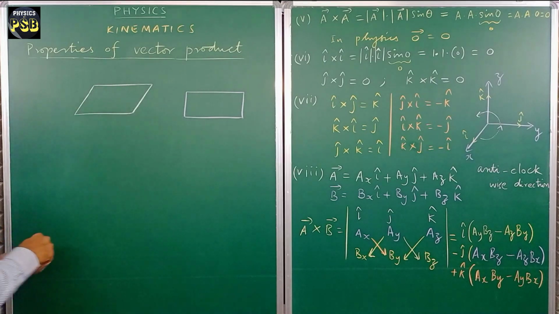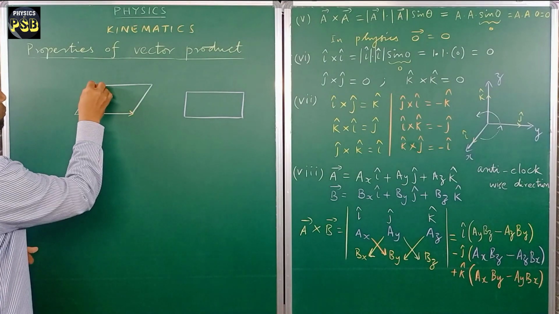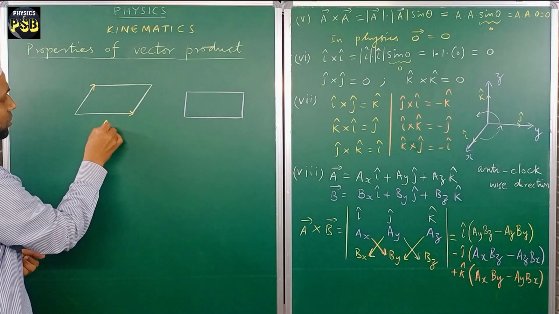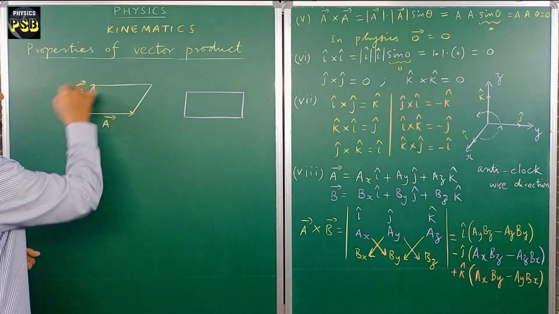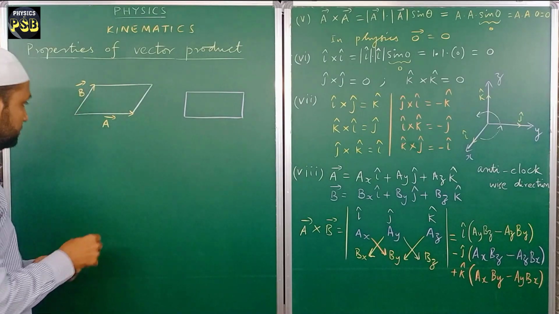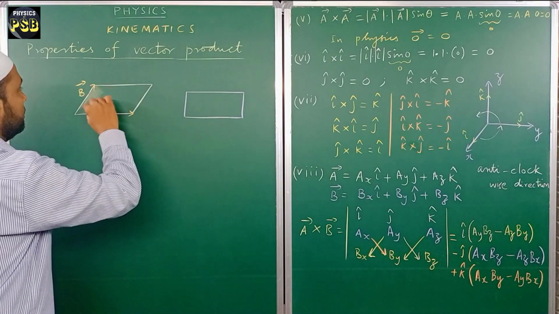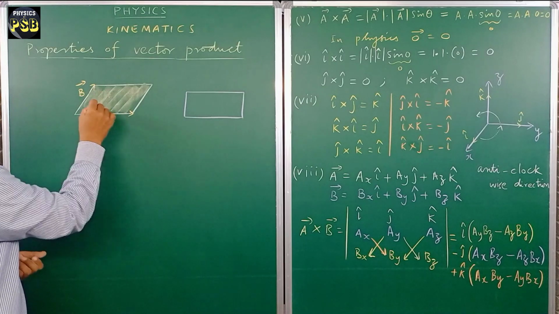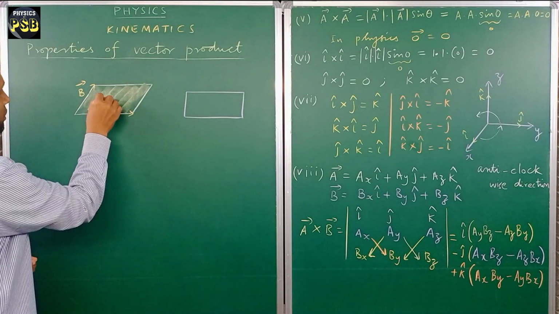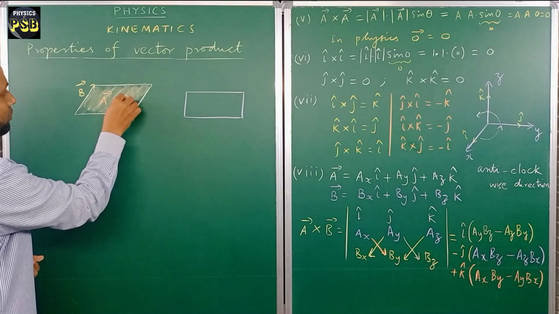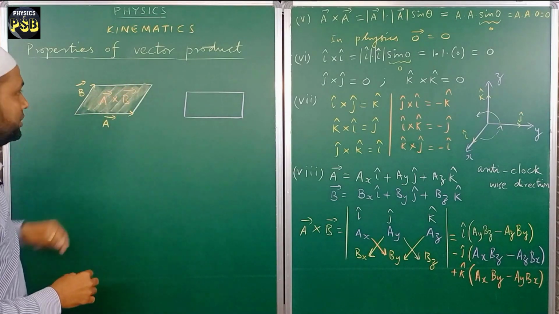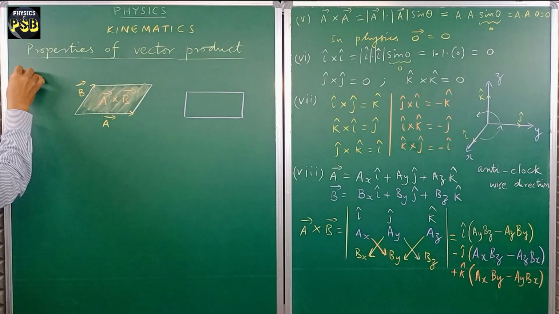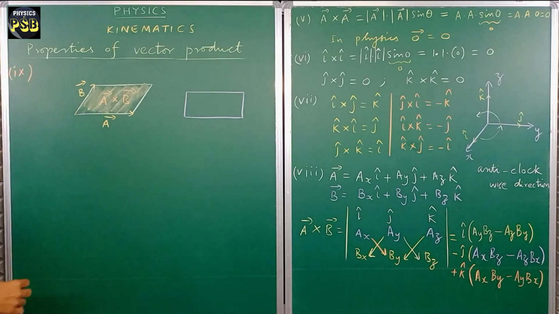Now, if we represent two vectors along the adjacent sides of a parallelogram, then the area, this area, gives the cross product. The area gives A vector cross B vector, the cross product of these two vectors. Okay, this is the ninth property of a cross product or a vector product. Clear?